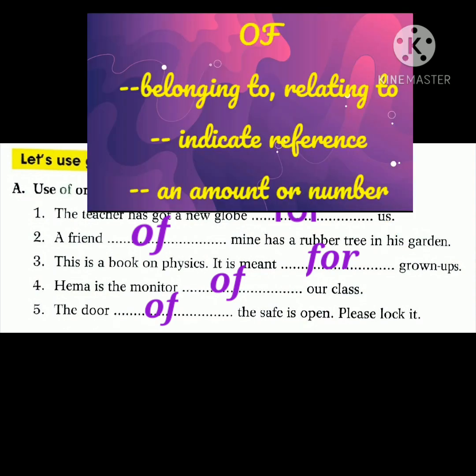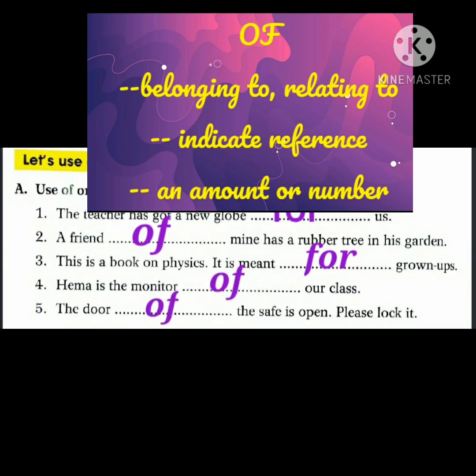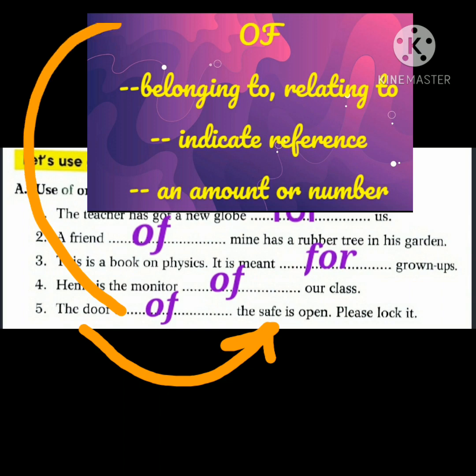So let's understand. Look at this slide. So as you can see in point number 2, a friend of mine. So friend is related to me. So that's why of is used. And in point number 4, Hema is monitor of our class. So Hema is related to or monitor related to class. So that's why of is used here. The last one, for which the door belongs. So the door belongs to the safe or it is related to the safe. So that's why we used here of. Okay, I think you understood.